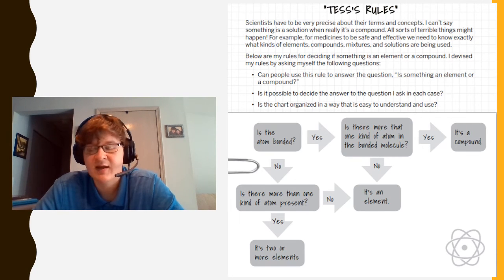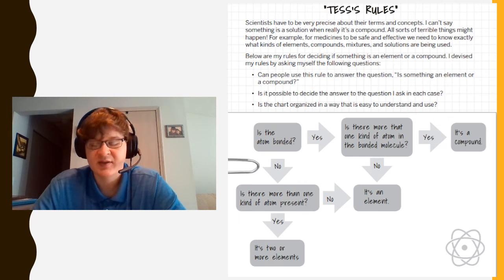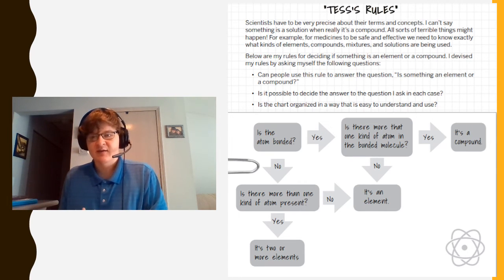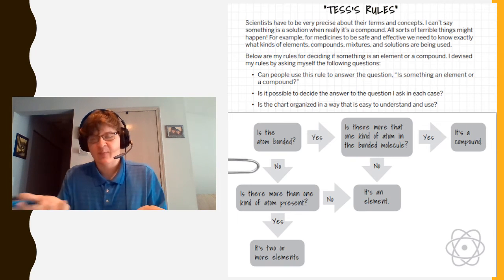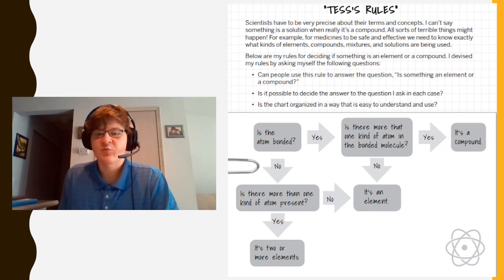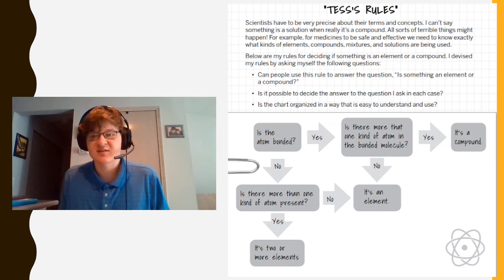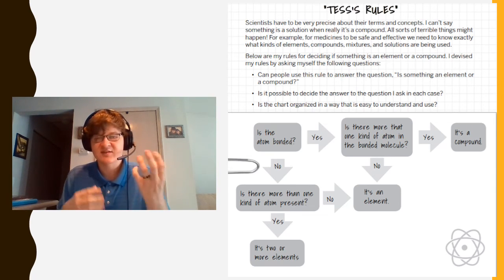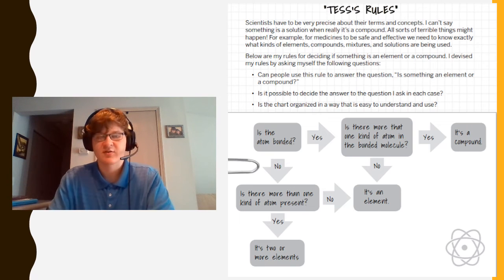Going back to our beginning, is the atom bonded? If the atom is not bonded, is there more than one kind of atom present? If the answer is yes, it's 2 or more elements. So you can have multiple elements, but if they're not bonded, then it's not a compound. They can just be separate. But if there isn't more than one type of atom present, it's still just a singular element. So you can have gold next to silver. It doesn't mean the two are going to combine. These can just be 2 elements sitting next to each other.